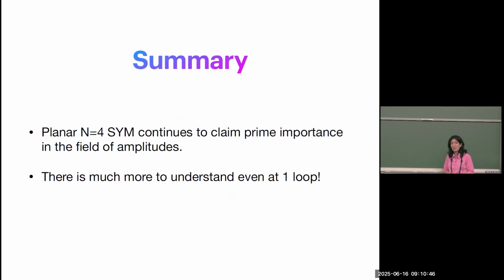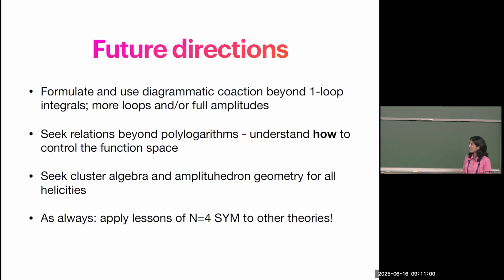So to sum up this talk, planar N=4 super-Yang-Mills continues to claim prime importance in the field of amplitudes. Many of us keep coming back to it from time to time. And I think there's a lot more to understand, even starting back at one loop. Future directions related to the topics here are to formulate and then use the diagrammatic coaction beyond one loop integrals, to more loops. The driving question is, does some version of the diagrammatic coaction really carry over to the amplitude level? Can we lift it to a coaction that includes these coefficients in a meaningful way?